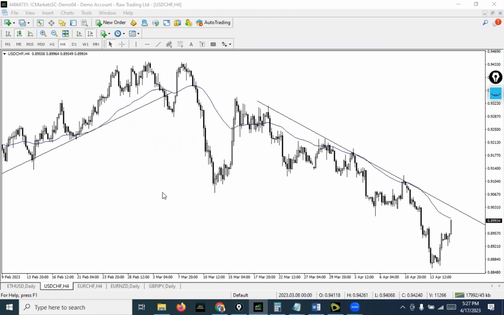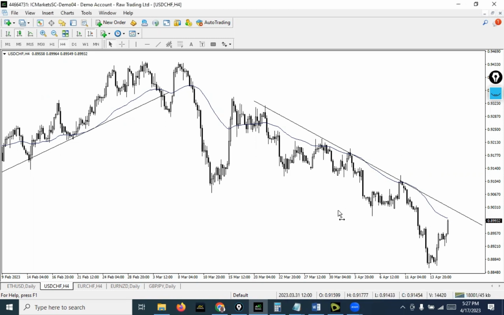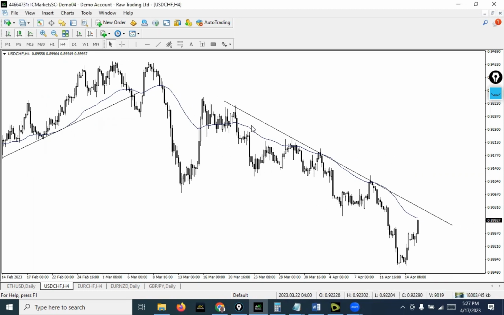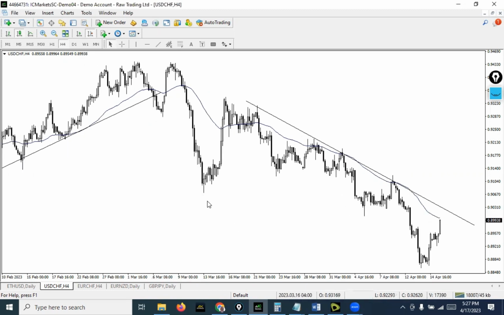Right now we have the chart of USD/CHF, the dollar franc, on the 4-hour time frame. What I want you guys to realize here is that this market is in a downtrend. I've also used the 50-period moving average to show clearly that this market is in a downtrend.